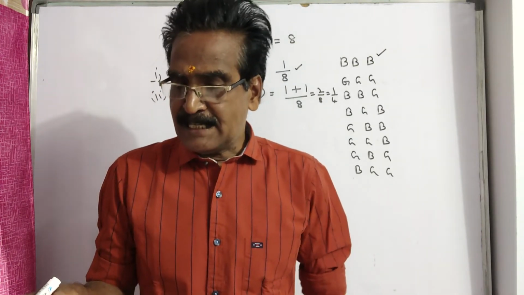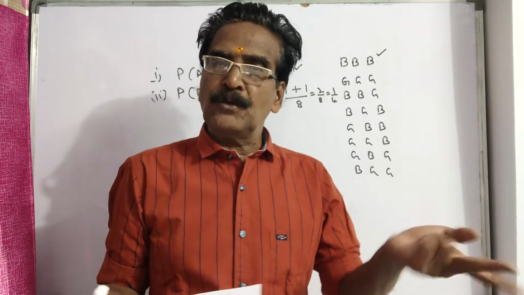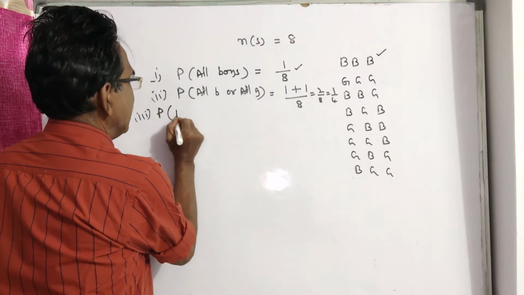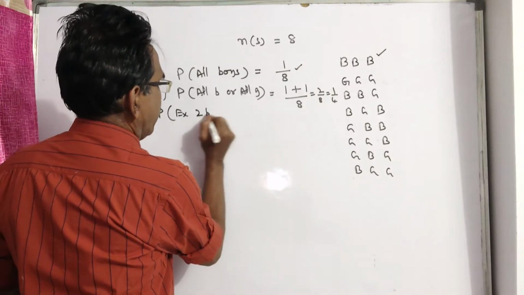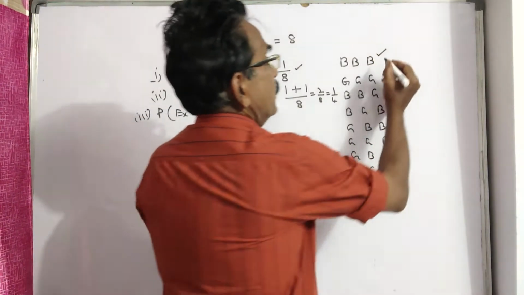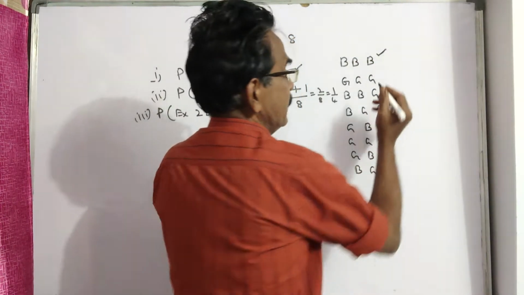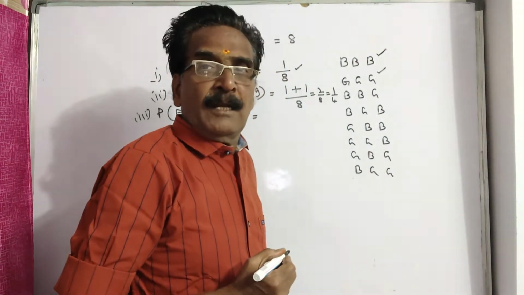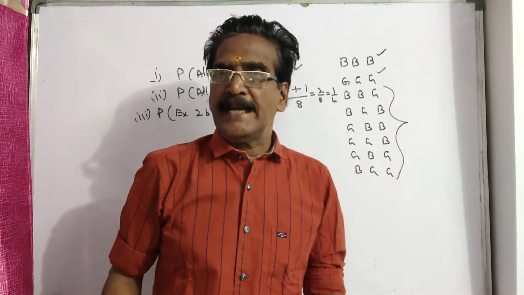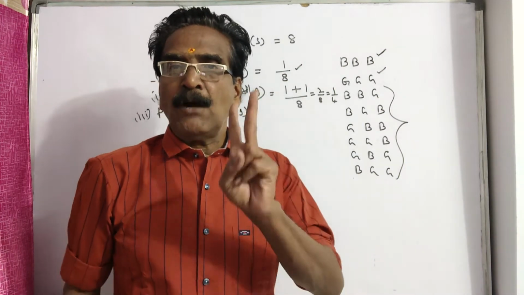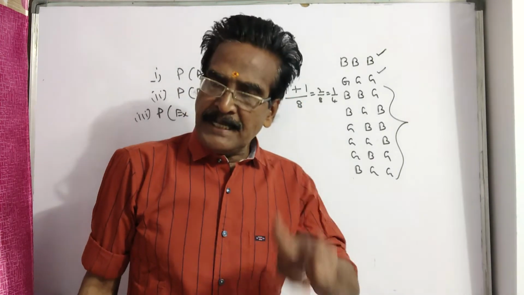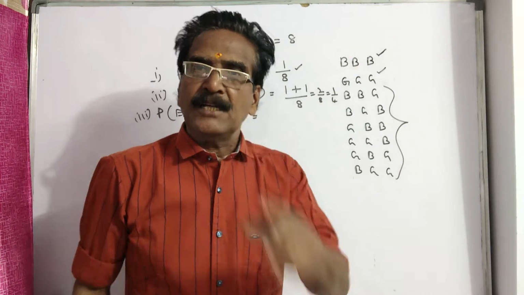Third question, exactly 2 boys or 2 girls? Probability, third question friends, probability of exactly 2 boys or 2 girls. Friends, this is all boys. This outcome is all girls. If you look at the remaining 6 outcomes, there will be exactly 2 boys in 3 outcomes and exactly 2 girls in the remaining 3 outcomes.